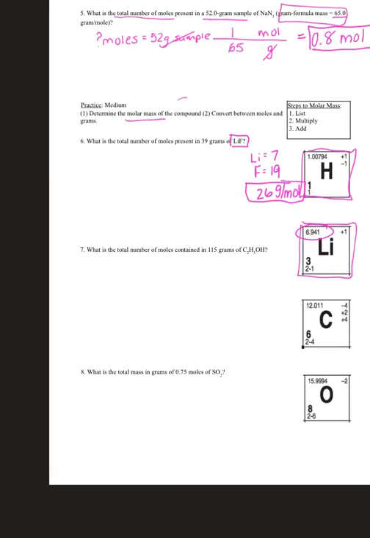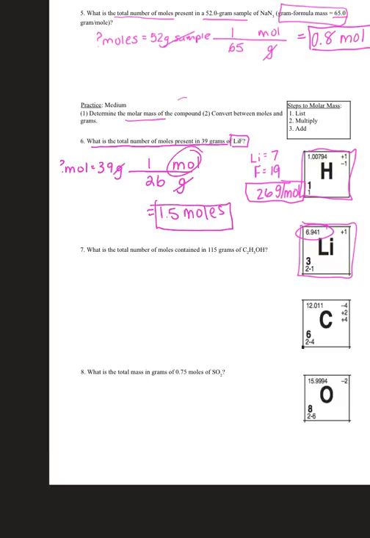Now let's set up the equation. It says, what is the total number of moles in 39 grams? So how many moles are in 39 grams? Okay, and I have the conversion factor. Grams go on bottom and will cancel, and moles will go on top. I have 26 grams for every 1 mole. Okay, so I'll calculate, and I have 39 times 1 is 39, and 39 divided by 26 gives me an answer of 1.5, and the unit is moles.